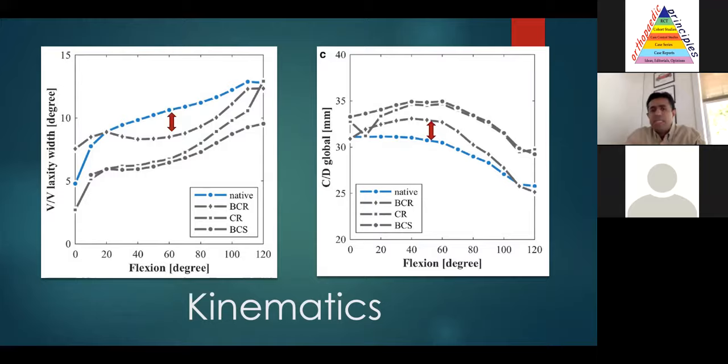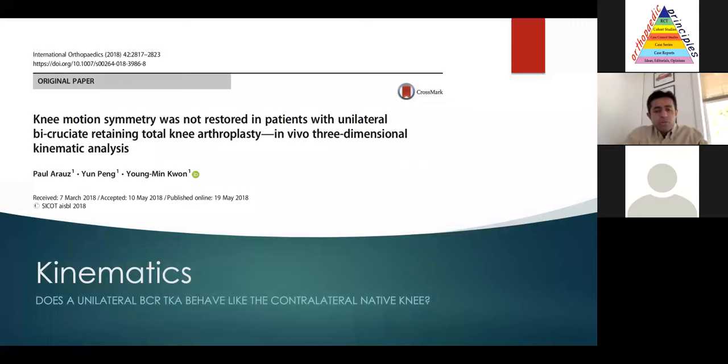Now, the question is, what if you have a patient that has on one side a native non-arthritic knee, on the other side, a bicruciate retaining total knee? Are they going to feel that my bicruciate retaining total knee is the same as my native knee? And that's why a surgeon would go through the effort of performing such a surgery.